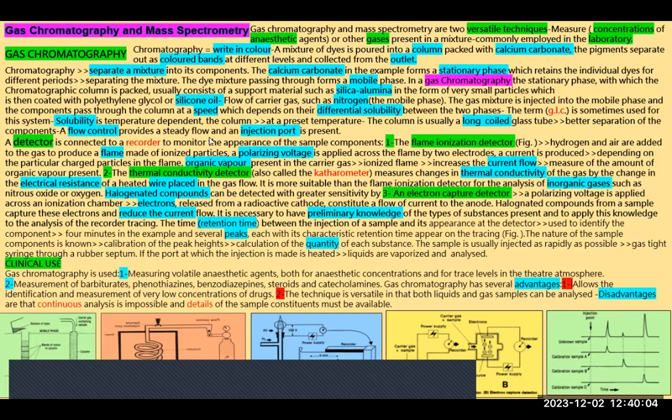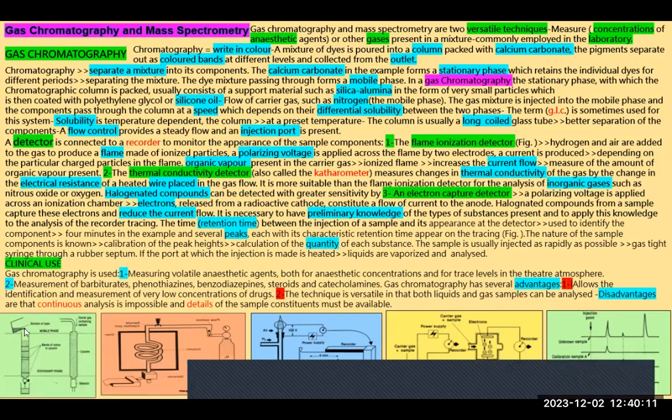If we pour a mixture of dyes, as you can see from the figure, in a supportive media made of calcium carbonate, the components of the mixture will be separated in bands, and after a while, these bands are released in this final cup. So this pouring process is called the mobile phase, and the supportive media where the components of the mixture are present is called the stationary phase.